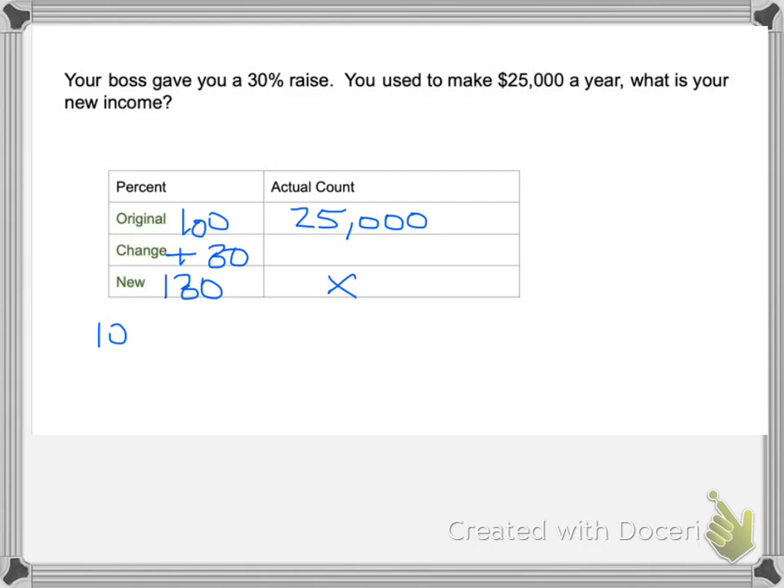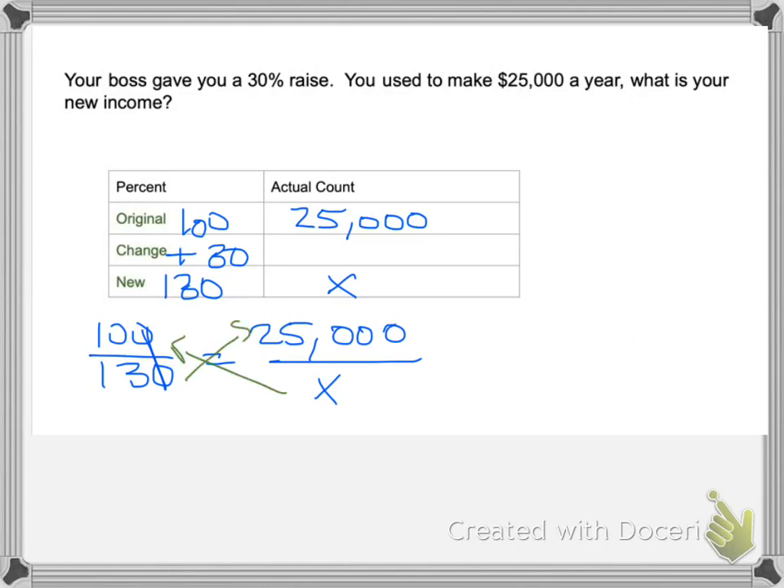So we can set this up as 100 over 130 will equal 25,000 over x. Before we solve by cross products, let's reduce. Let's get rid of these zeros and make our numbers just a little bit smaller. So we're going to reduce on the left-hand side, and we're going to have 10 over 13 is equal to 25,000 over x. Solve by cross products, we go up across and multiply, and up across and multiply.